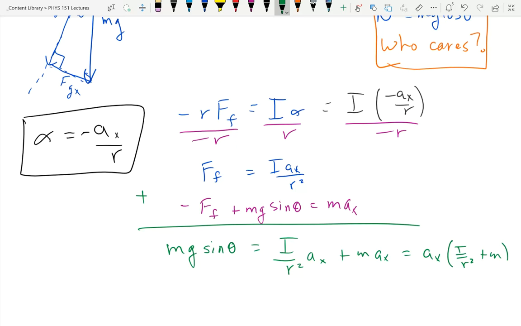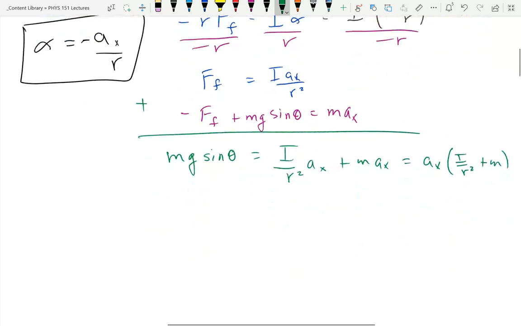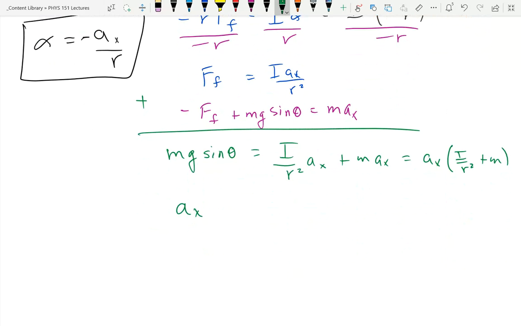And I have a_x times I over r squared plus m. So the final step then: a_x is equal to mg sine theta over I over r squared plus m. Now, once again, I said a_x will allow me to determine which one is going to win, because the one with the higher acceleration wins, because we have constant acceleration.